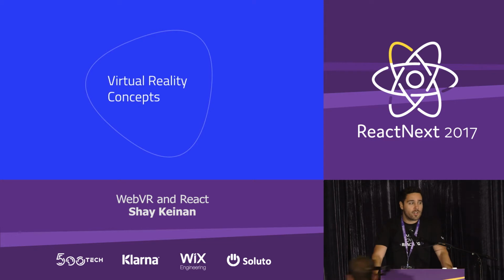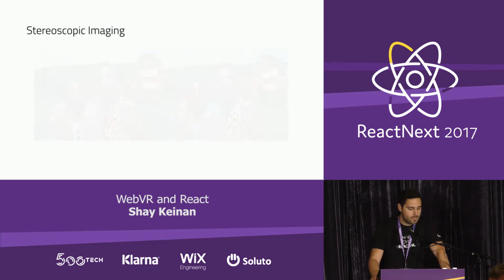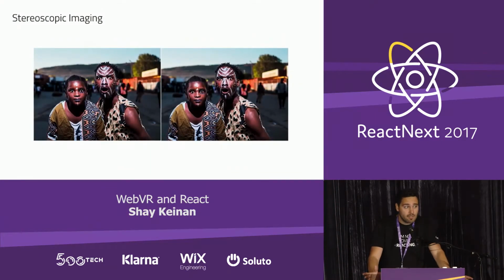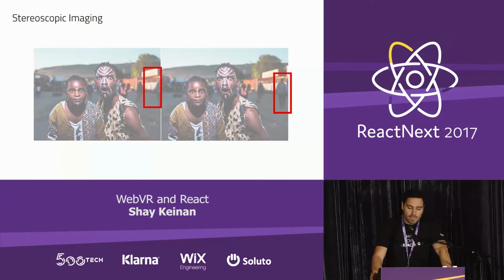So what is virtual reality in a nutshell? Virtual reality is made up of two things: stereoscopic imaging and movement tracking. Let's look at these two images. Are they identical? They seem to be identical, but if you look closely, you can see a difference. I have highlighted a difference for you. Notice the figure in the background on the right?